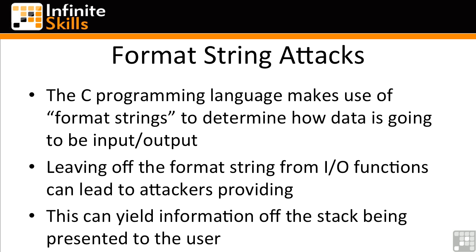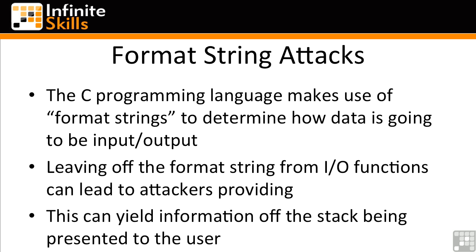Format strings come about because the C programming language makes use of these format strings that determine how data is going to be input or output. So you have a string of characters that define whether the subsequent input or output is going to be an integer or a character or a string or a floating point, that sort of thing. So you have a format string that defines the input or the output.